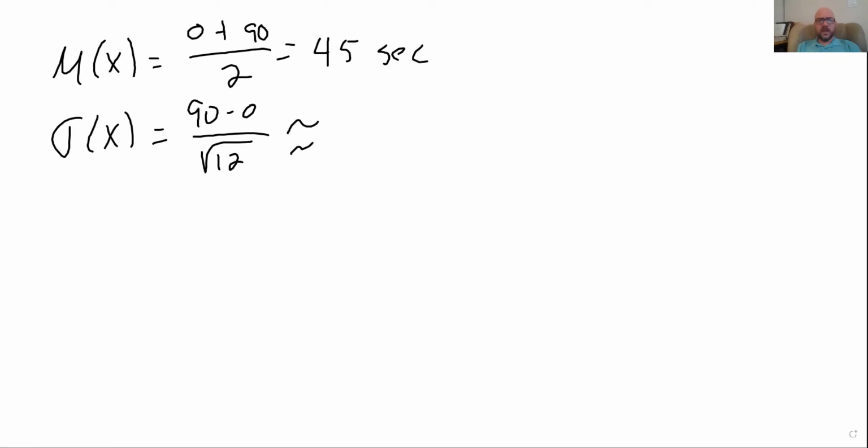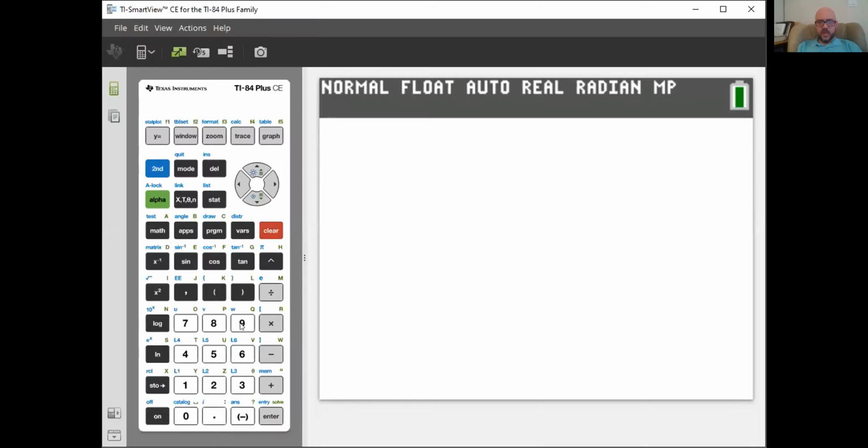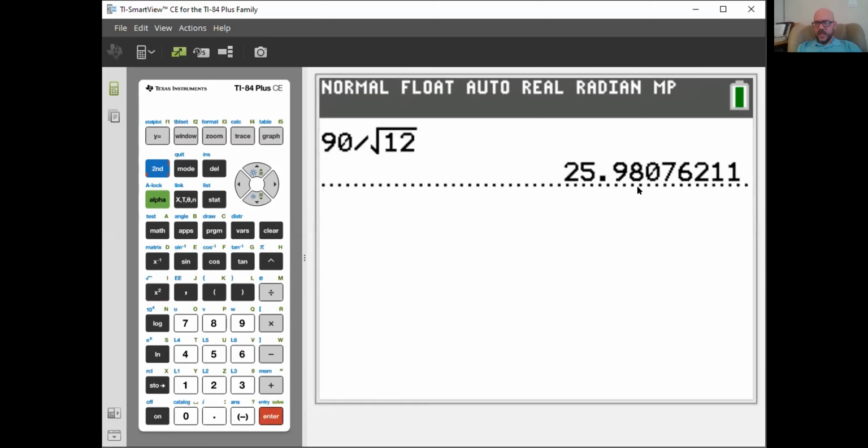So I'll pop the calculator up. You probably want to look at that too. So we're going to do 90 divided by the square root of 12. 25.98 seconds. There we go. That's all there is to it. You just use the formula.